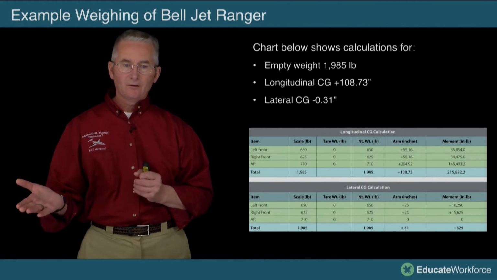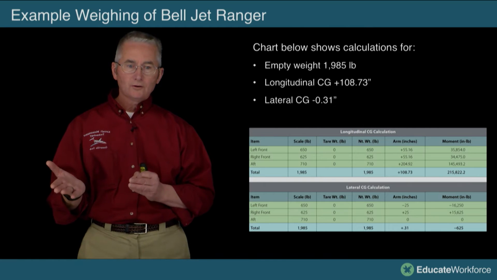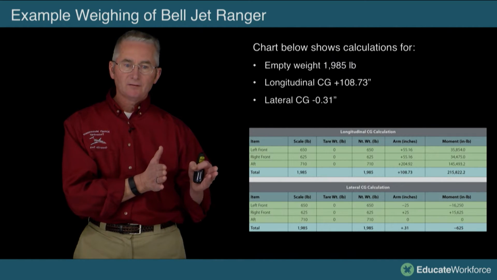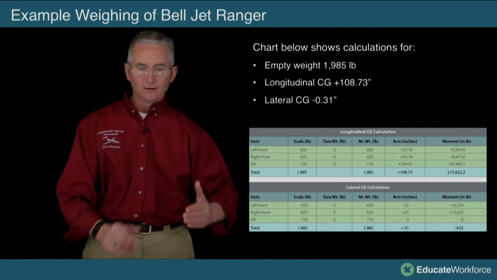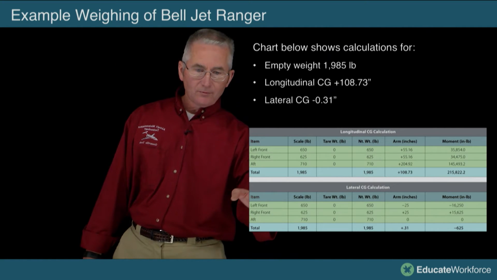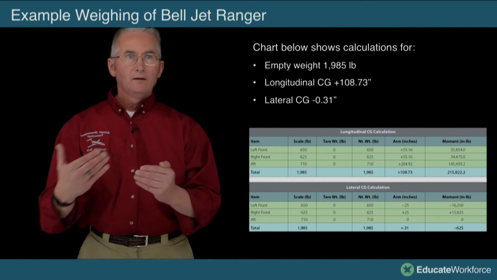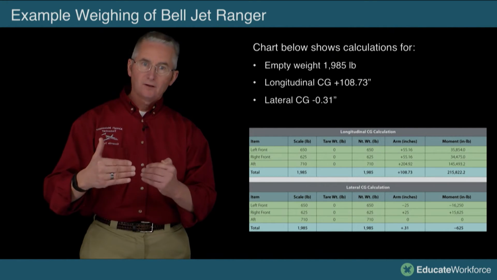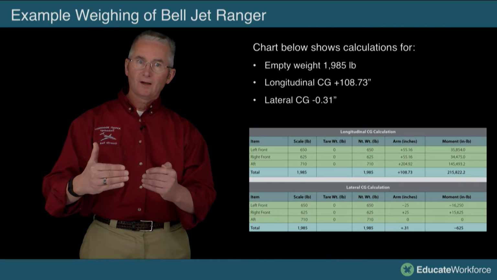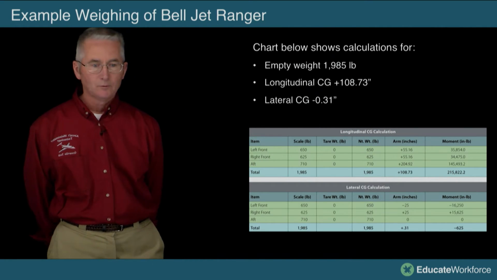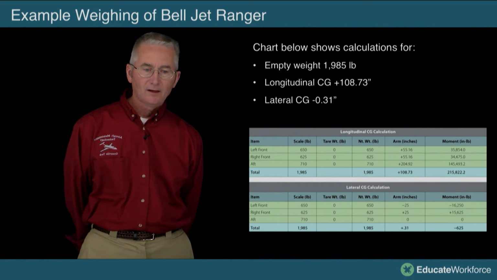The chart here for calculation, we have an empty weight of 1,985 pounds. The longitudinal center of gravity is 108.73 inches, and the lateral is a minus 0.31, or it's just slightly off of centered. So when we look at our front scale and our rear scales, our aft scale, each one gives us a weight. Notice I have no tare weight. What was the tare weight again? The tare weight was stuff that we were going to need to leave on the airplane for the weight and balance, but we wouldn't normally fly with. On this particular configuration, our tare weight was 0. We do all the scale, we add up all the scales, we come up with 1,985 pounds.